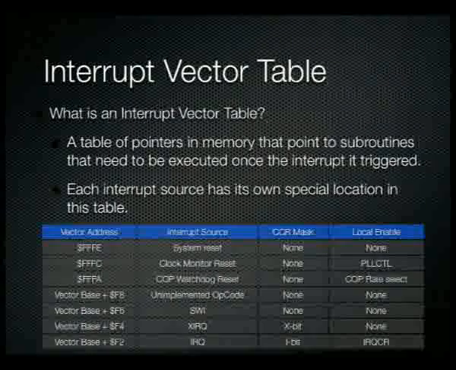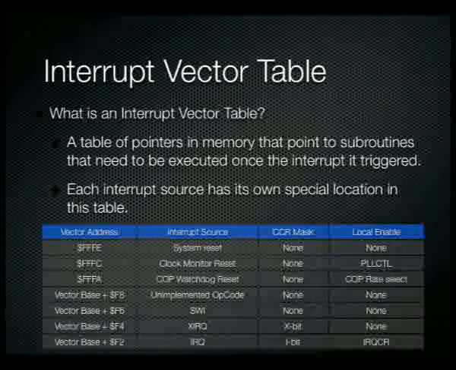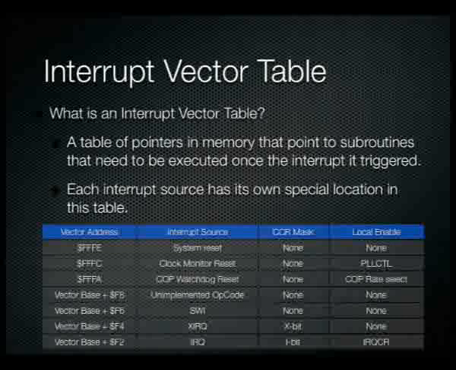So when it comes to attaching that code to a particular interrupt source, there is a mechanism referred to as an interrupt vector table. An interrupt vector table is effectively a table of pointers in memory that point to subroutines that need to be executed once a particular interrupt is triggered. So we have a table in memory, and the particular location in that memory defines a particular interrupt source. It's a hard-coded table: the location of the table is fixed, but the values you put in that table define where you want it to jump to in your code when a particular event takes place.